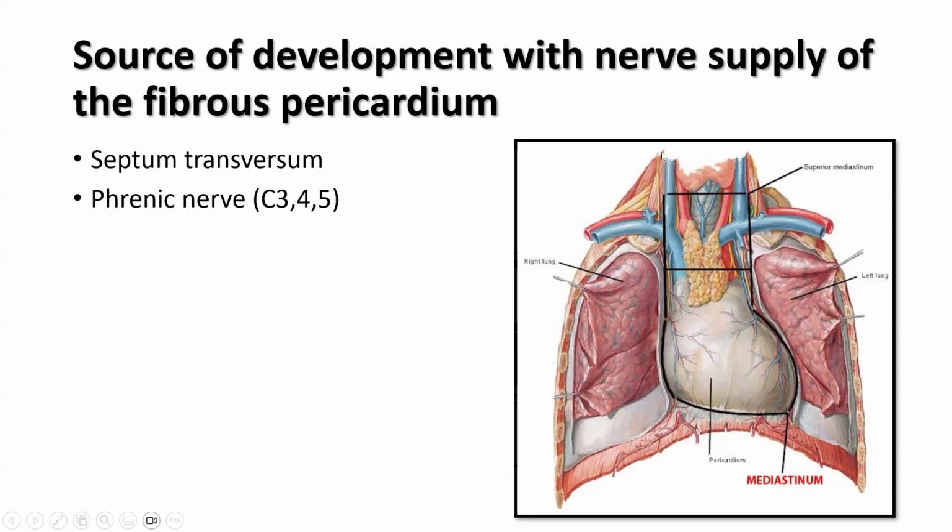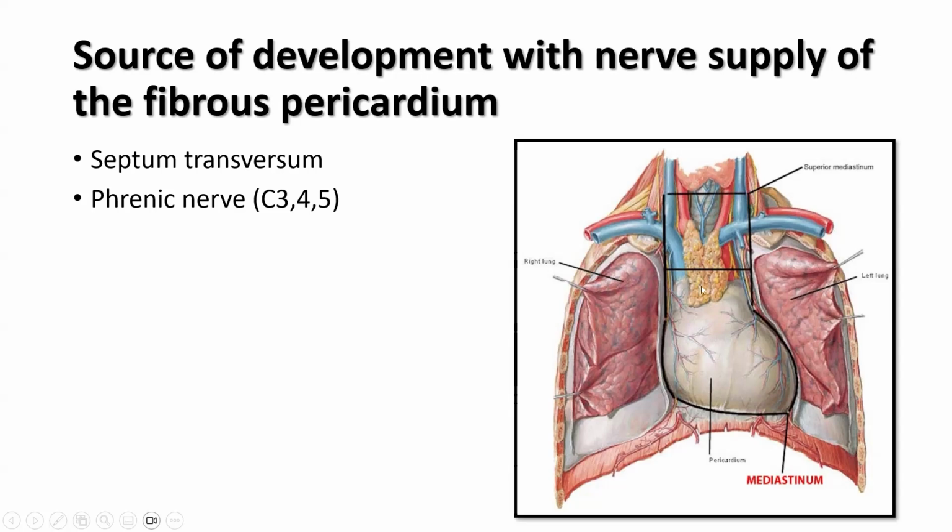Phrenic nerve is formed in the neck from the cervical plexus. Its root value is cervical 3, 4, 5. There are two phrenic nerves. This is the right phrenic nerve and this is the left phrenic nerve. The nerves after formation descend downward, then enter the thoracic cavity through the inlet of the thorax. That is thoracic inlet.